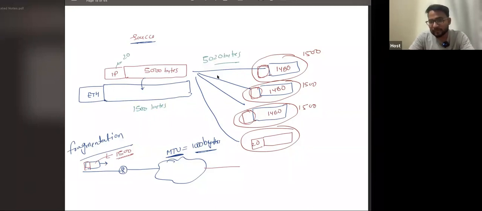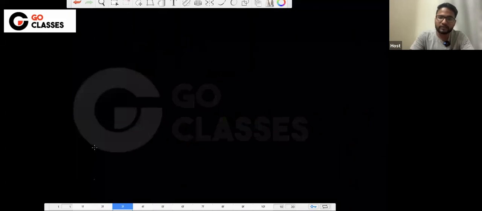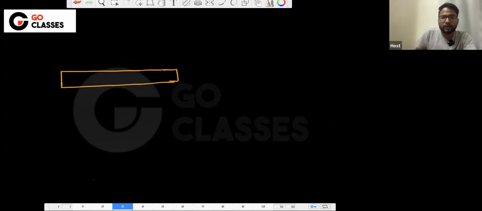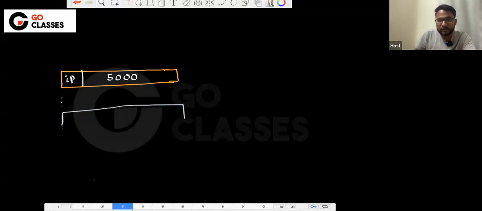Since it can carry 1500, let me tell you what is happening, and that's where we have fragmentation. You have the IP header, and you have the data of 5000, right? Suppose this is the IP header of 20 bytes, and this is the data of 5000. Now, if you talk about MTU, it is saying that you can carry only 1500 bytes of data, which means including this IP header. So MTU is basically the data at the data link layer. So this is Ethernet.